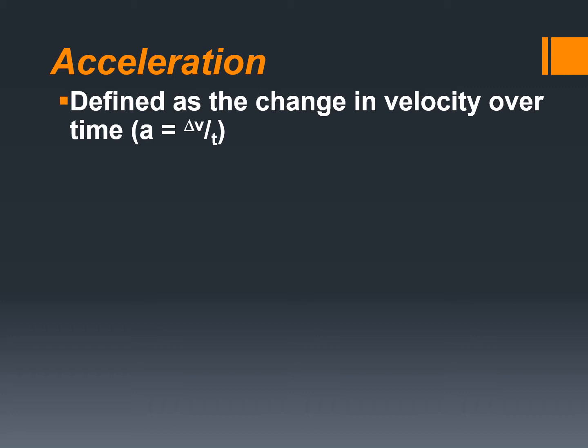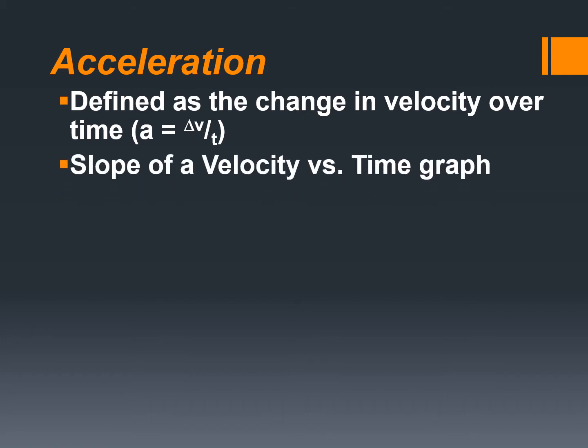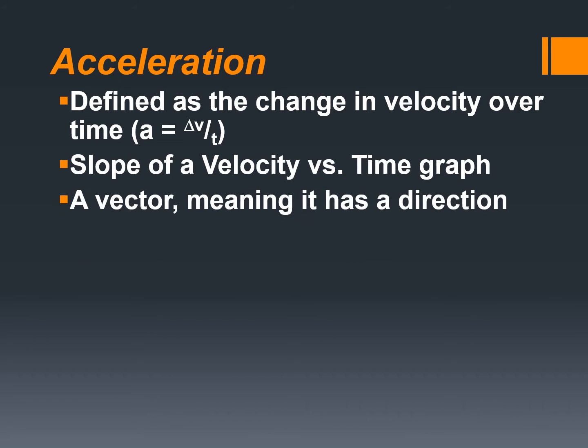over time. Oftentimes in class we're not going to be talking about changing accelerations, so this will be the same as our instantaneous acceleration, which can be found by using the slope of a velocity versus time graph. So the slope of a velocity versus time graph gives us acceleration.